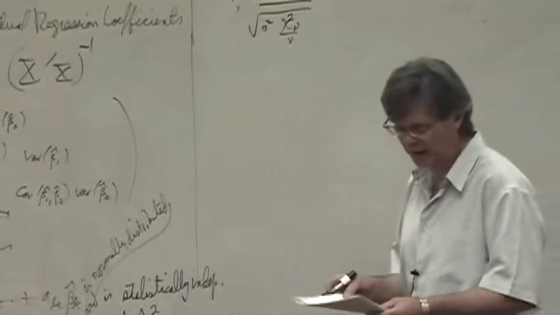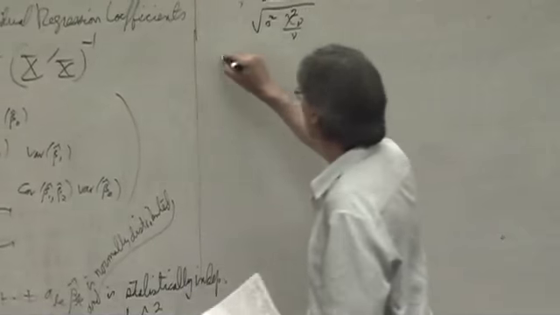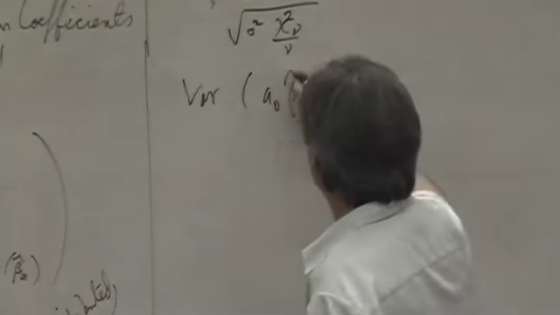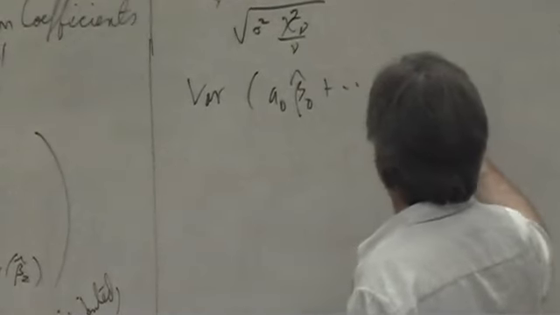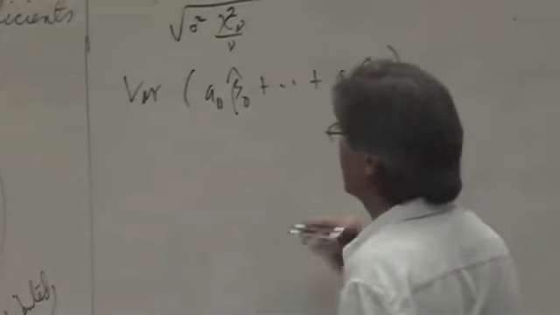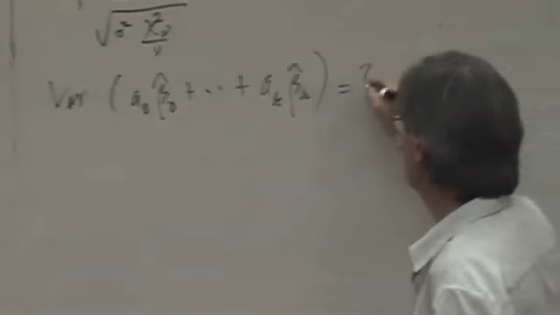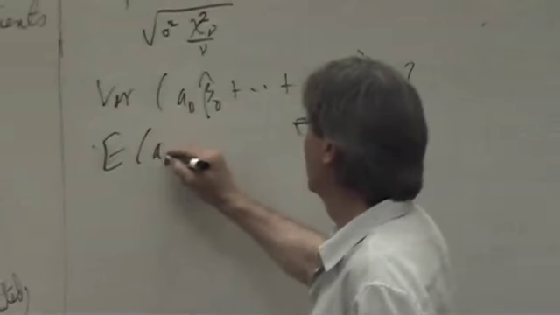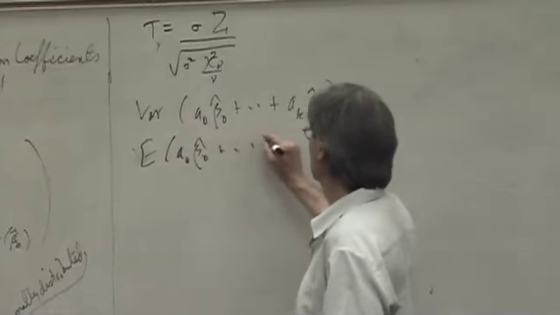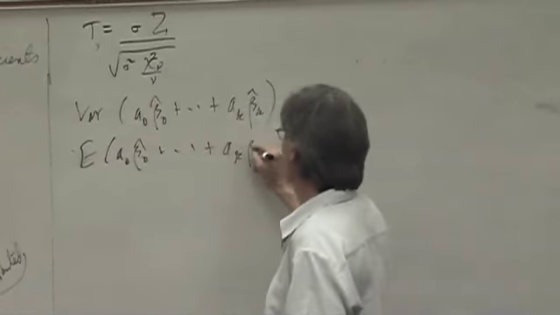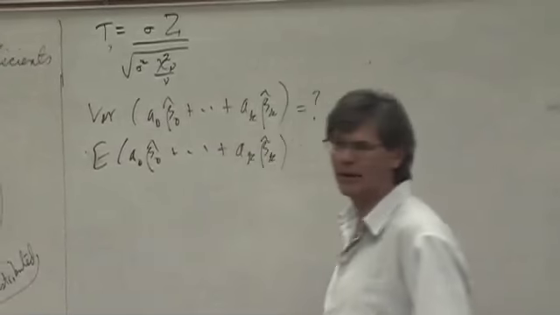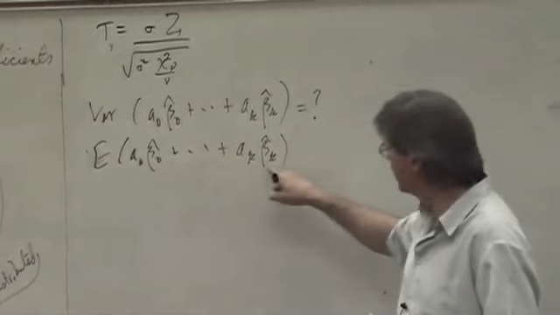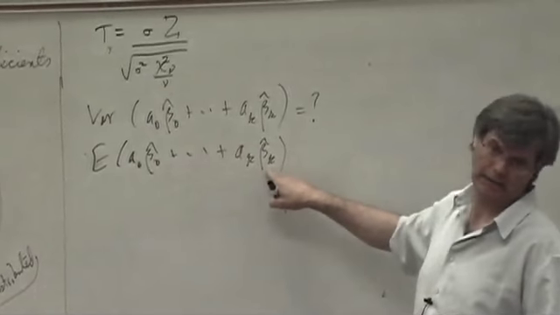So what I really need to do is calculate the variance of it. This is what it boils down to. What's the variance of a0 beta0 hat plus and so on plus ak betak hat? That's what I need. I already know what the mean is. Because it's a linear combination, and the beta hats we already showed were unbiased, E beta 0 hat is beta 0, and E beta k hat is beta k.